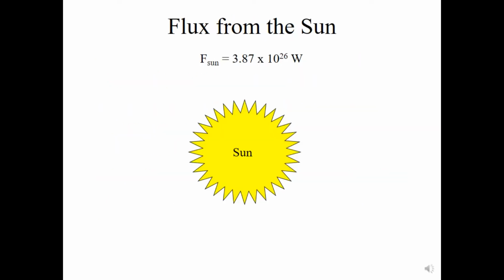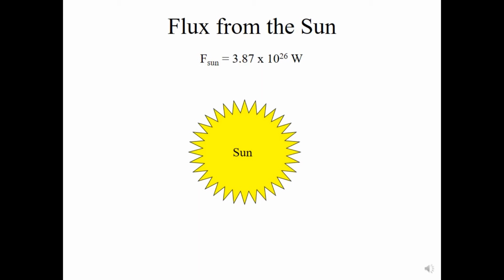So here we have the sun. The sun has an output of energy, and we can actually calculate the output of the energy of the sun, and we'll be doing that shortly in one of the in-class exercises. But we'll find that the flux from the sun is equal to 3.87 times 10 to the 26th watts. So that's basically 10 to the 26 joules per second of energy coming from the sun.